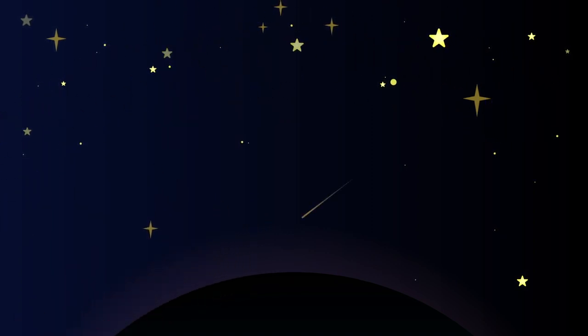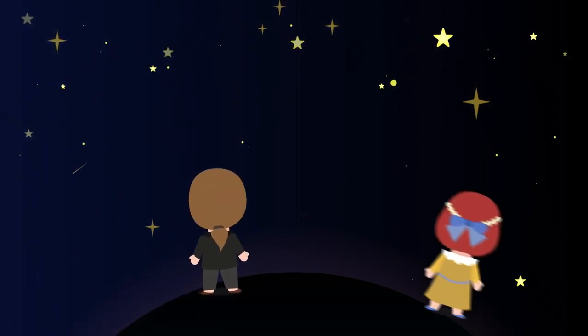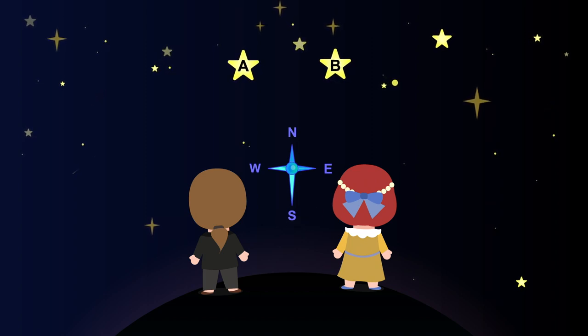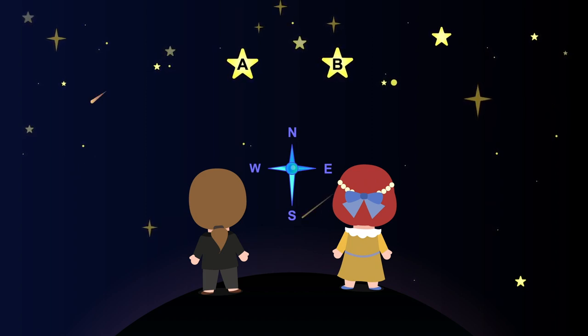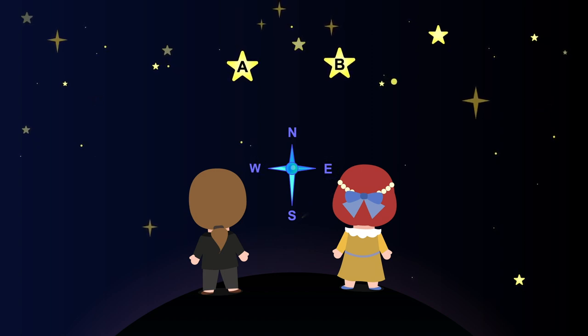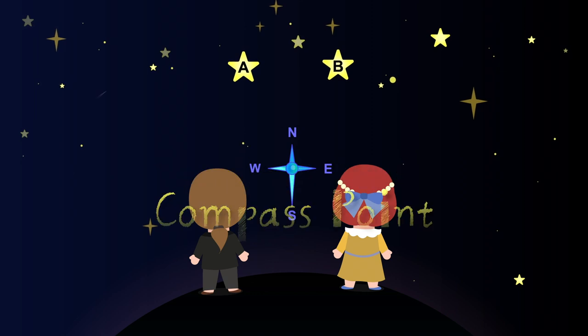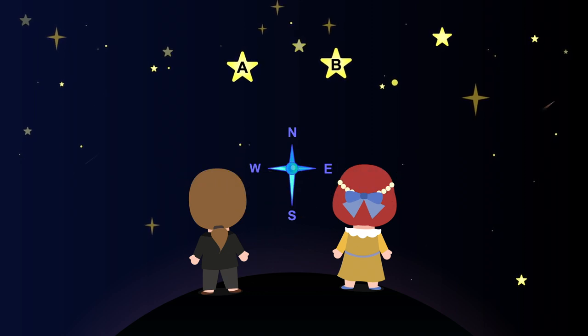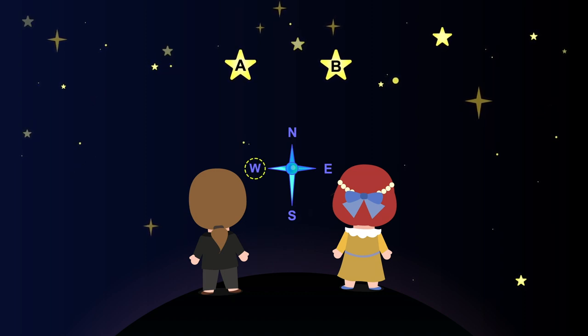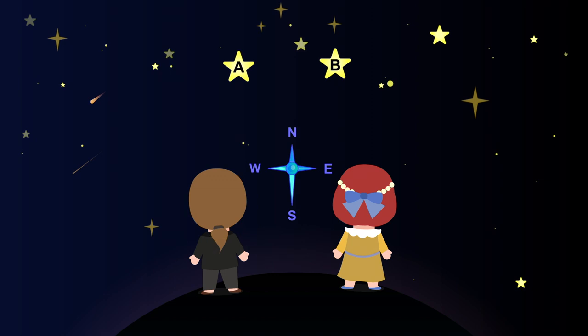Here's an example. Let's say that Romeo and Juliet are a couple facing north. Stars A and B are situated between Romeo and Juliet. The two stars are to the east of Romeo, but to the west of Juliet. This demonstrates compass points. Now, let's focus on the stars A and B. A is to the west of B from both Romeo and Juliet's points of view. This demonstrates direction, which is unchanging.